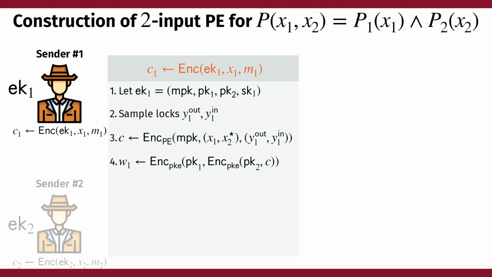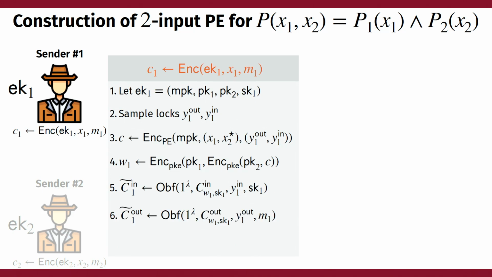We obtain W1, and then we start producing some obfuscation. So the first is an obfuscation of an inner circuit with hard-coded W1 and SK1. We're going to use the inner lock, and the message is going to be SK1. And we also obfuscate another circuit. You have the same hard-coded information, but now we are going to use the outer lock, and the message is the message you want to encrypt, so M1. And this is the ciphertext.